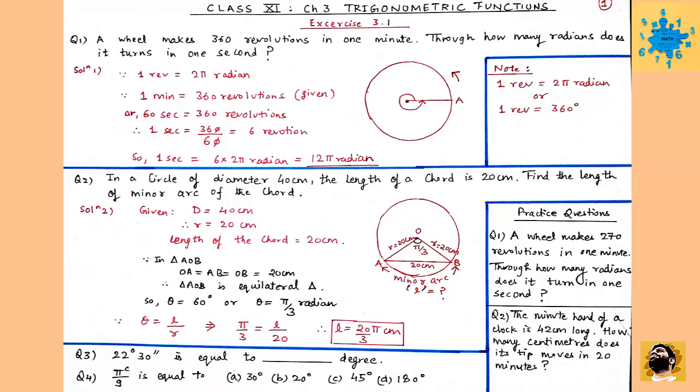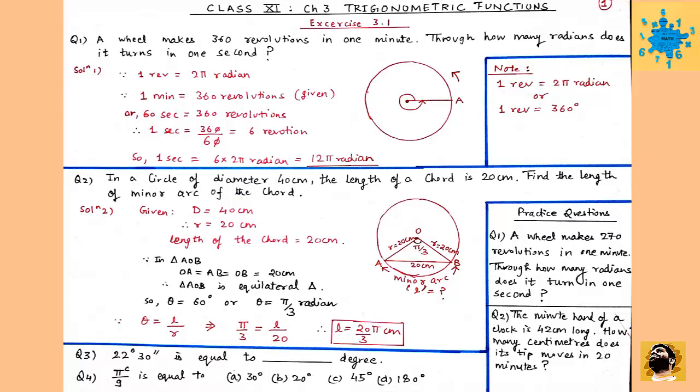According to our question, through how many radians does it turn in 1 second? So now we will convert 6 revolutions into radian. As we know that 1 revolution is equal to 2 pi radian, therefore, in 1 second, the wheel makes 6 into 2 pi radians, which is equal to 12 pi radian.